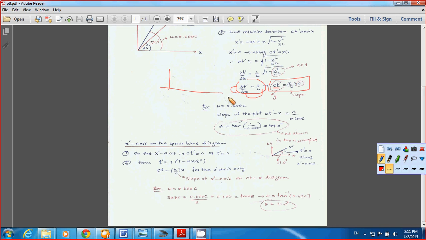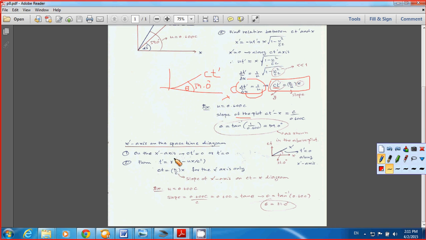So when you have this is your x and this is your ct prime, you can find the angle of ct prime with respect to the x axis. For example, if you have u equal to 0.6c, the slope of the plot becomes c over u, right? So c over 0.6c, and this is equal to tan theta. So your tan theta equal to 1 over 0.6, and then your theta is arctan of 1 over 0.6, so it gives you 59.0 degrees. So it just gives you the idea. This one becomes our 59.0 degrees.